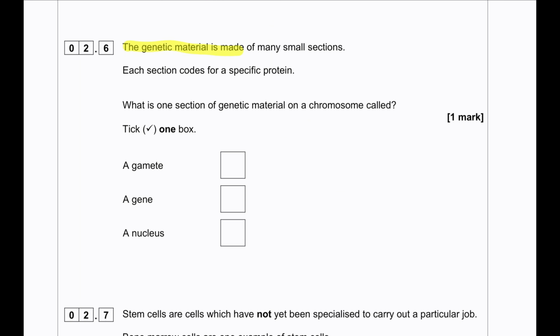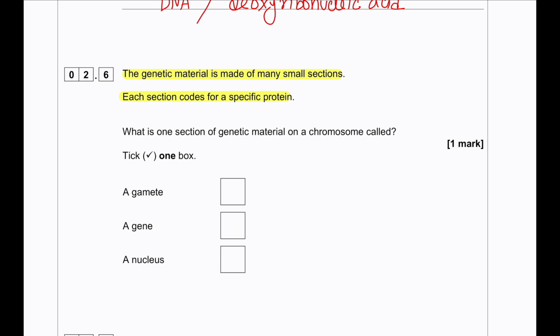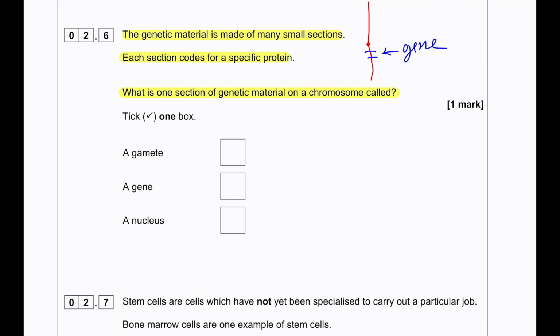The genetic material is made of many small sections. Each section codes for a specific protein. Now, you see a section. Let's say this is a chromosome. A section of that particular chromosome will be referred to as a gene. So what is one section of genetic material on a chromosome called? So definitely that is gene.